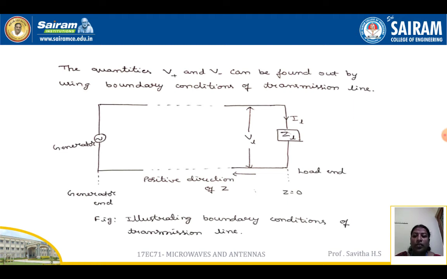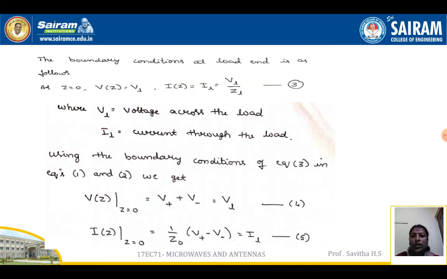The figure shows the boundary condition of the transmission line. We can see the two ends, the generator end and the load end. At the generator end, the generator is connected, and at the load end, the load ZL is connected. Across the load ZL, the current is IL and the voltage is VL. We can also see the positive direction of z in the diagram. So the boundary condition at the load end is as follows: at z = 0, V(z) is equal to VL and I(z) is equal to IL. So IL is nothing but VL by ZL, where VL is the voltage across the load and IL is the current through the load.